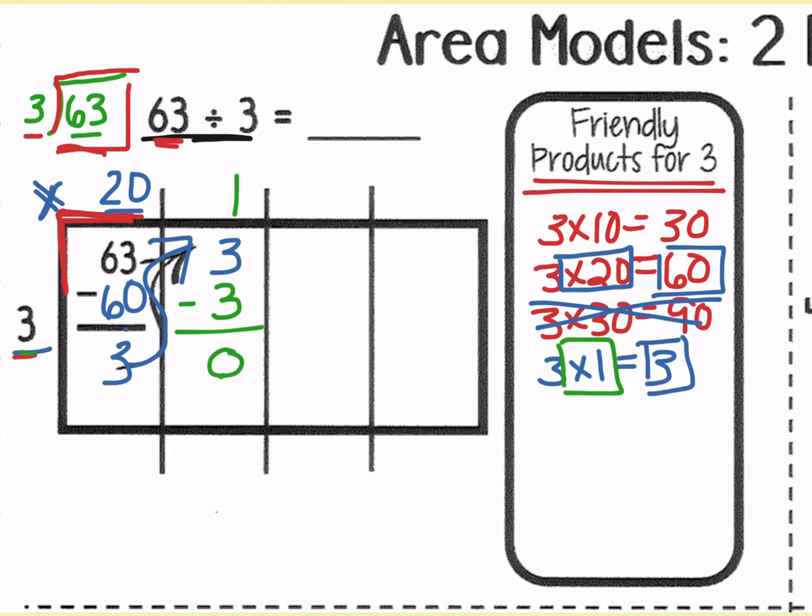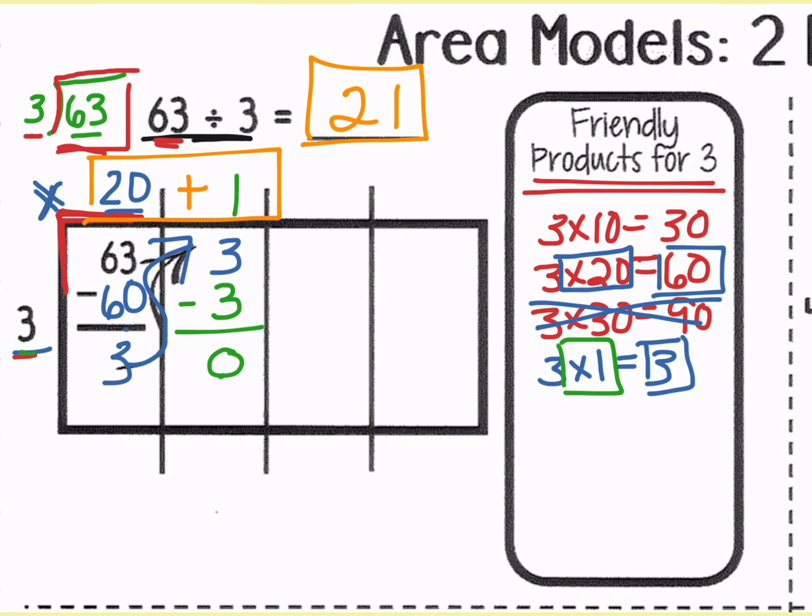So now what I have to do, I just have to take these 2 partial quotients up here, and I just got to add them together. 20 plus 1 equals 21. So 63 divided by 3, the quotient is 21.